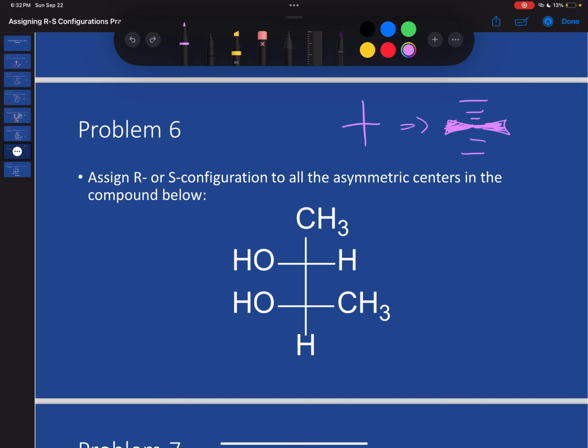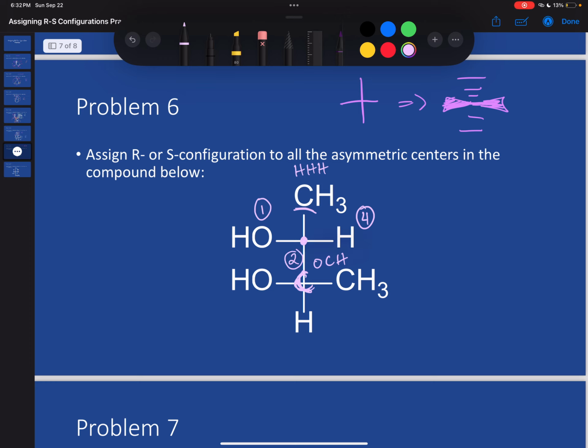We're going to follow the same steps as we've done before, where we're going to assign priority. So if I look at this asymmetric center here, oxygen has highest priority, hydrogen has lowest. Now I have a carbon, and I'm comparing it to this carbon here. So this top carbon has 3 hydrogens. This other intersect carbon has an oxygen, carbon, and a hydrogen. It has more higher priority groups, so that will be 2, and this methyl group is 3.